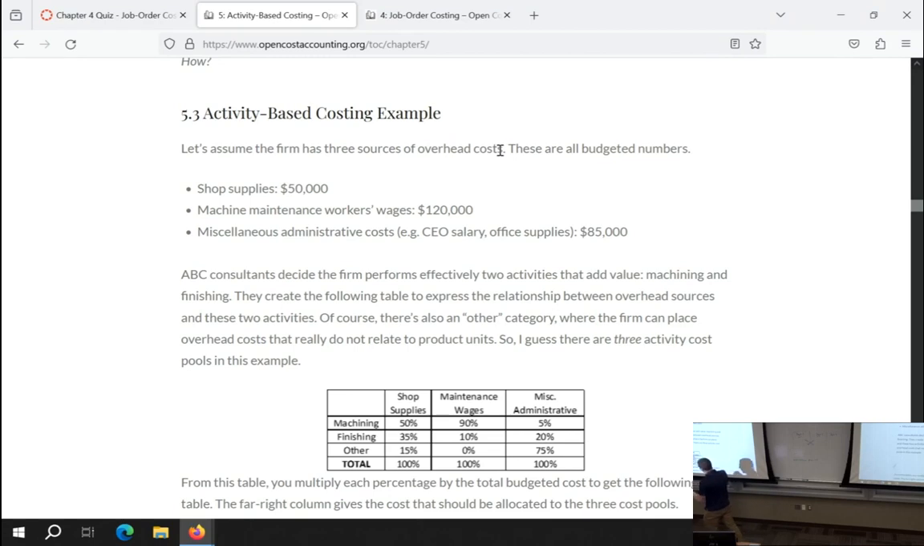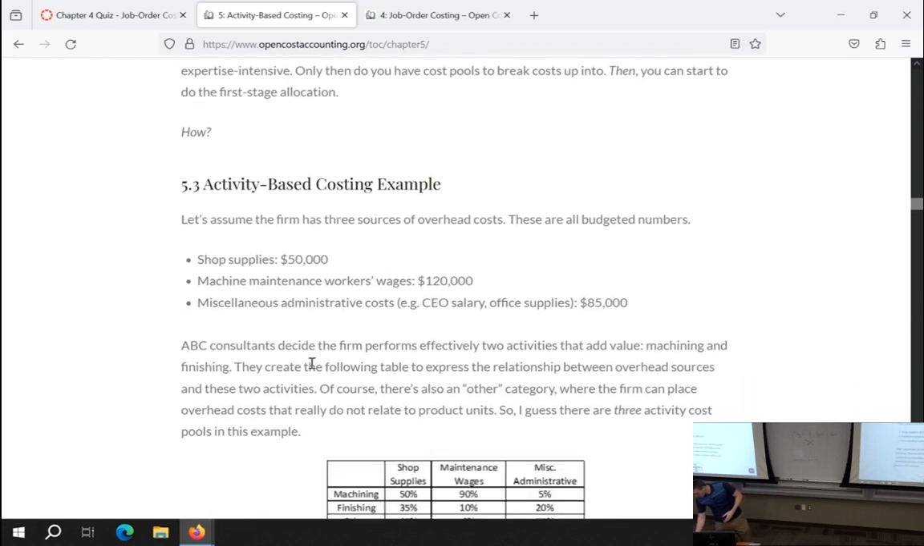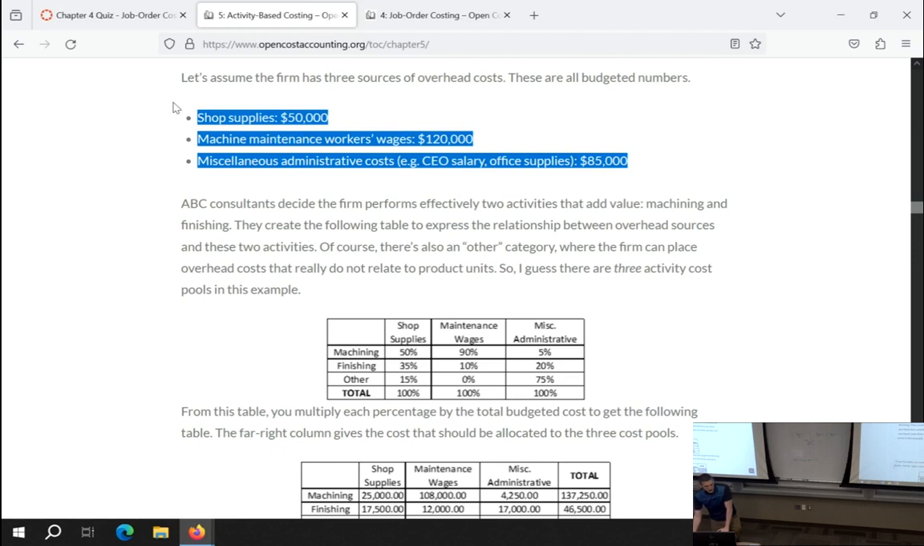Now what happens, and I glossed over this, to create that Swiss cheese up here: those lovely high-paid ABC consultants, or something similar, come out and do an ABC study for your firm. They say, all right, you've got these three general ledger categories, and I've made it very simple. You'll probably have dozens, more likely hundreds, depending on the size of your chart of accounts. But here we have three because it's a simple example. I want to make it easy.